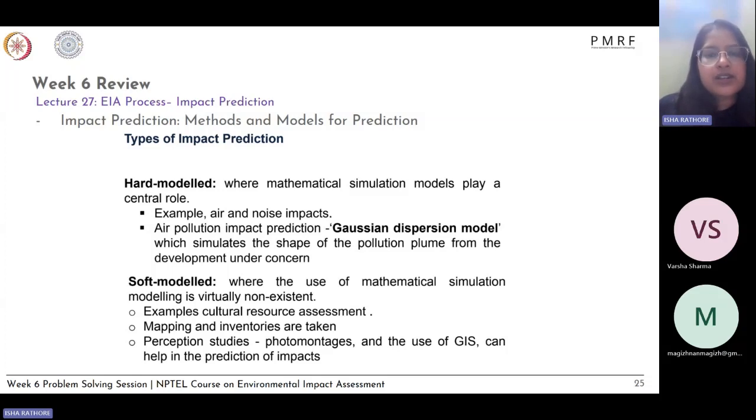Whereas soft models are when the use of mathematical simulation is basically non-existent. So for example, for mapping of your cultural resource assessments, or for mapping inventories or perception-based studies, these cannot be undertaken by simulation. So those categories which require visual, qualitative kinds of data are soft modeled, whereas quantitative kinds of data can be hard modeled.